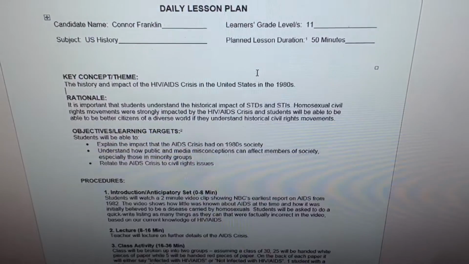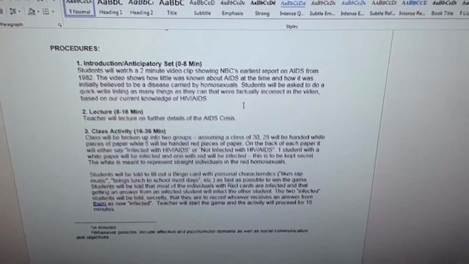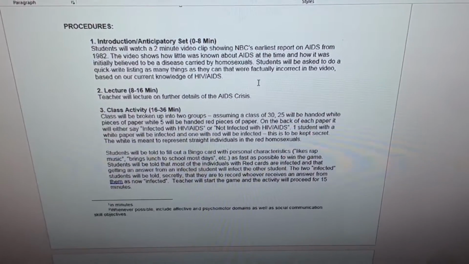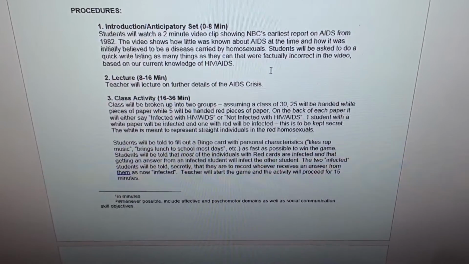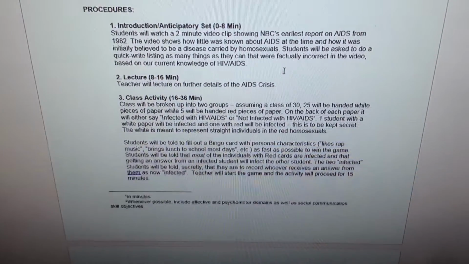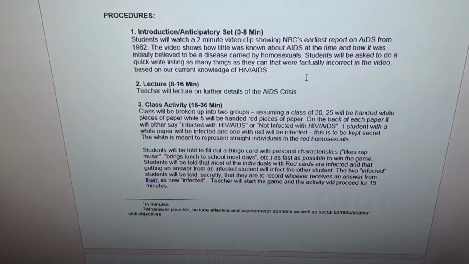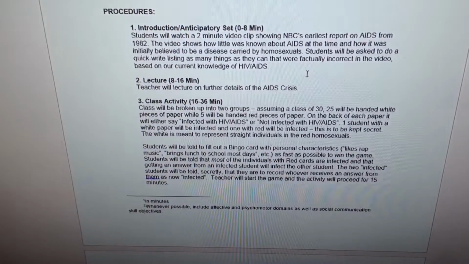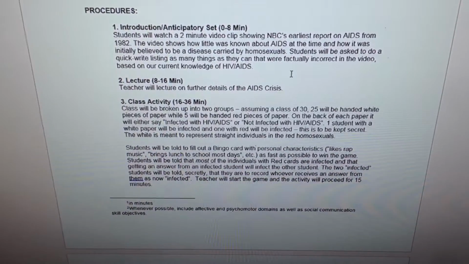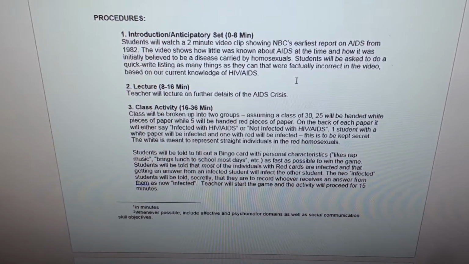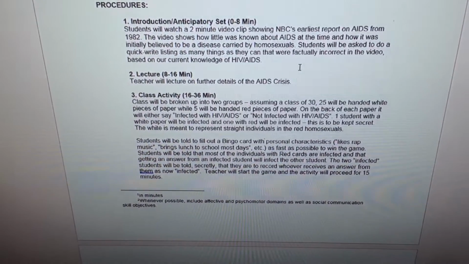As far as the actual procedures go, I would start off my lesson with a little 2-minute video clip I found, which was actually NBC's earliest report on AIDS. It's from 1982, and in it they go over what they believe to be accurate. They think it's a type of cancer. They're attributing it to primarily homosexuals, but they don't really directly indicate that. So that's just a little introduction, and there's a number of pieces of information in it that are factually incorrect.